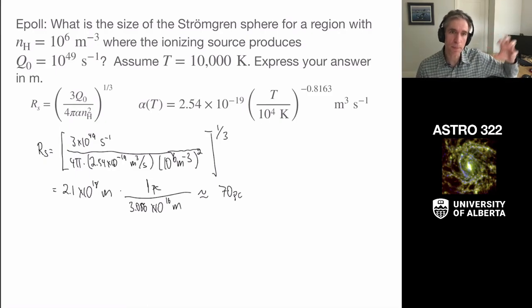So these are pretty big regions here, and you can see how a few stars would carve out a large chunk of the interstellar medium with this ionized region. Any questions on that execution?